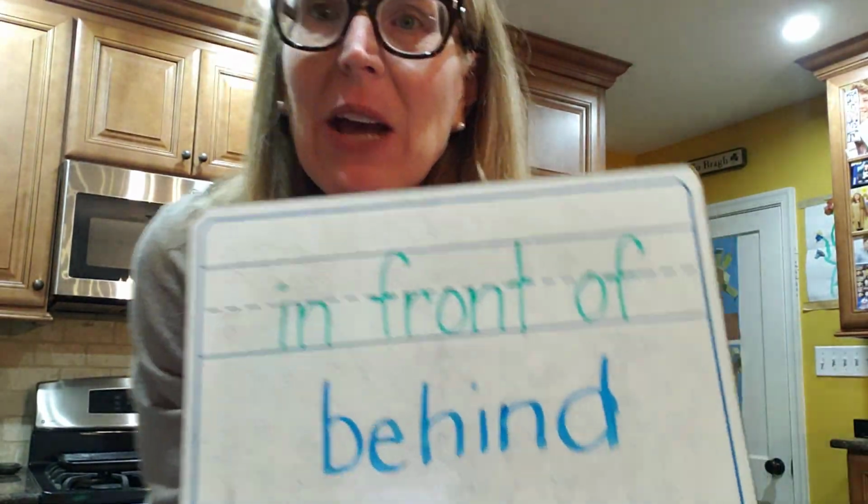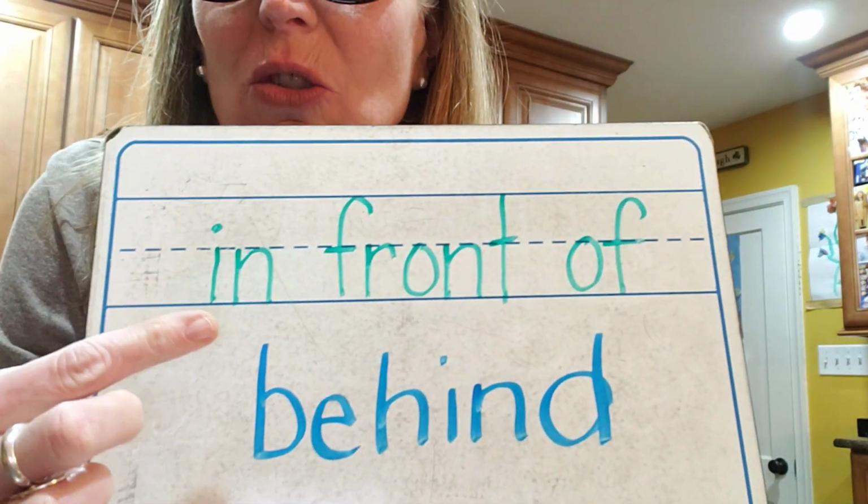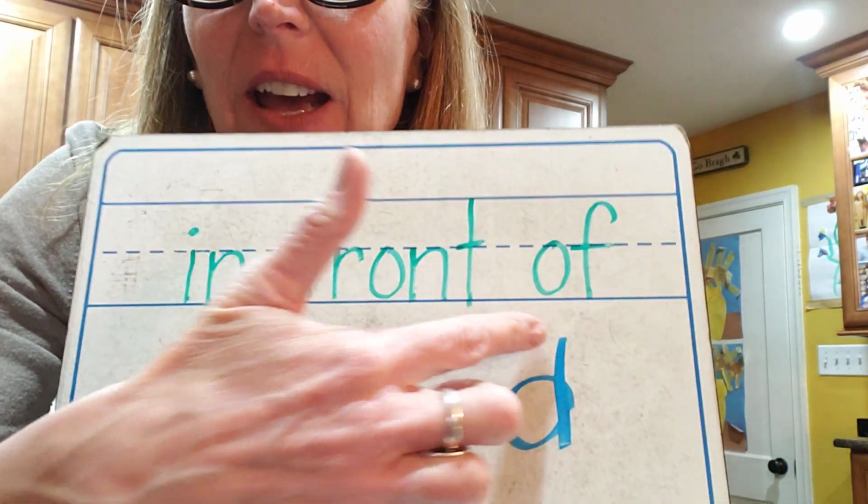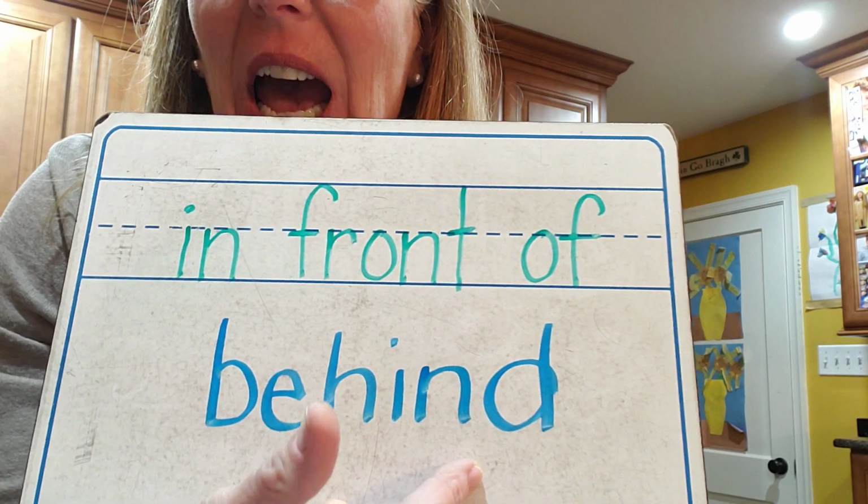All right, hi friends, we're back and we're getting ready to do a little bit of math today. Last week we started talking about position words, and we also know that those position words are called prepositions. We use prepositions in writing, but we're also going to use them in math. So this week we're going to start talking about these two ideas, these two directions, in front of and behind.